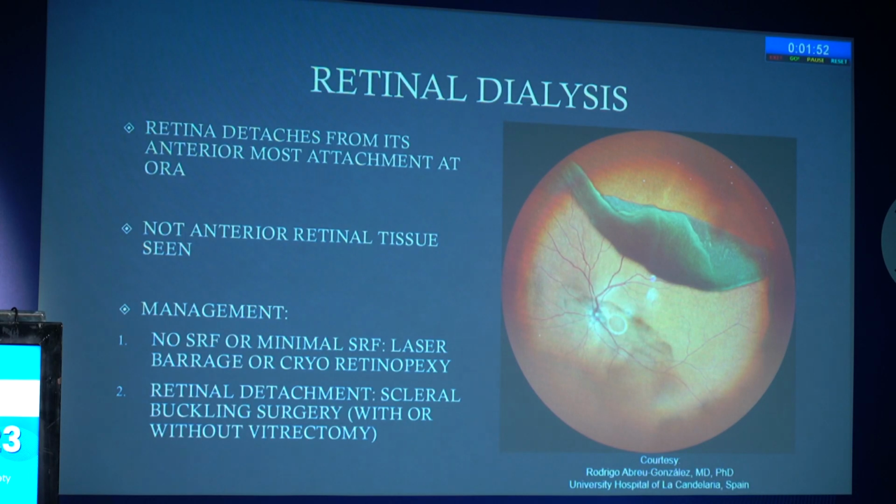A retinal dialysis, as shown beautifully by Dr. Rodrigo in this picture, where the retina detaches from its anterior-most attachment at the ora, and there is no anterior retinal tissue, as you can see in the picture. This differentiates it from a retinal tear. And the management, if there is a small dialysis with no subretinal fluid or very minimal SRF, a laser around it or a cryo with margin and the posterior aspect is enough. But if there is retinal detachment or a large dialysis like this, it will require surgery. Depending on the case, most likely a buckle if you can manage the small dialysis, or in this case a vitrectomy.